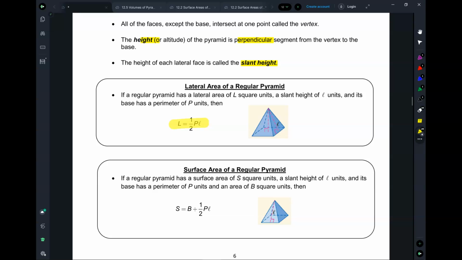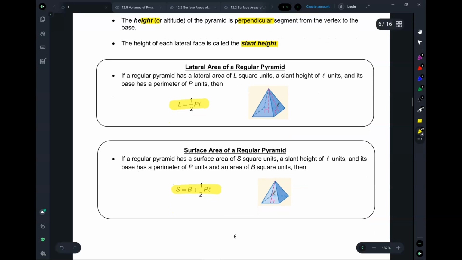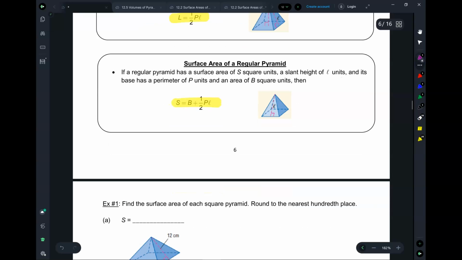The total surface area then is the area of the lateral faces plus the area of the base. So now it's B plus half PL. Yet another formula that you need to memorize, okay? We just divide by 2. Well, but only that part is divided by 2. Only PL is divided by 2. Yes, you can also write it as B plus PL over 2. Make sure what you're dividing by 2.